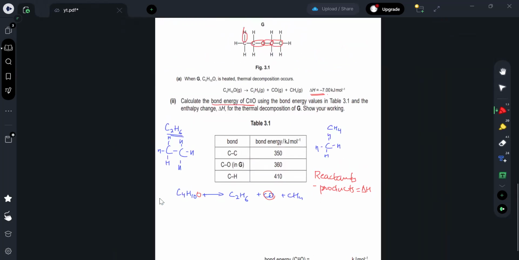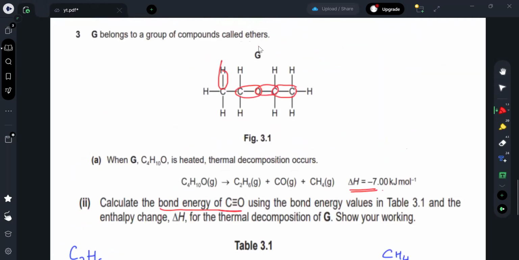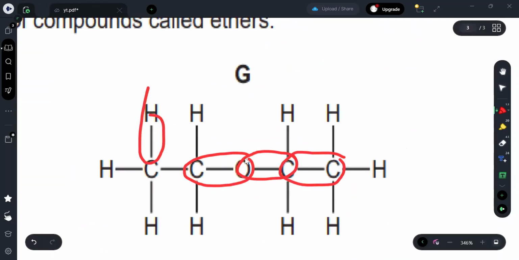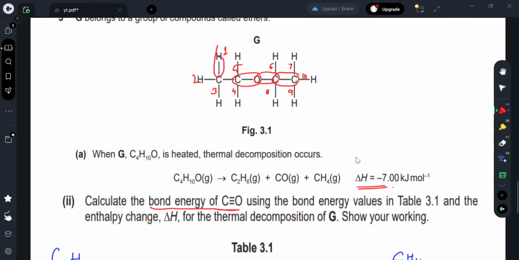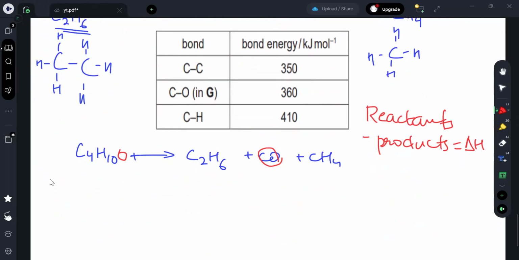So let's start counting the CH bonds. We have 1, 2, 3, 4, 5, 6, 7, 8, 9, 10. So we have 10 CH bonds, and we are going to multiply. What's the value for CH bonds? 410. Plus, so we took the CH bonds.